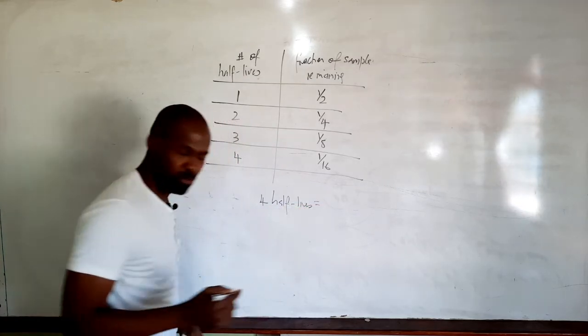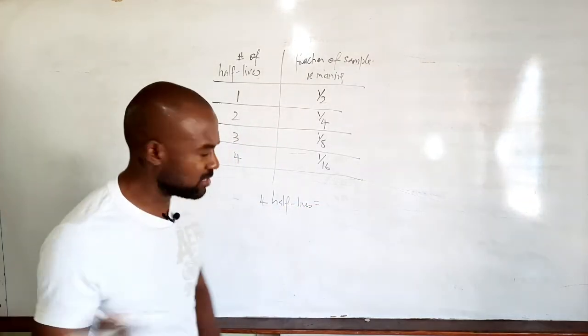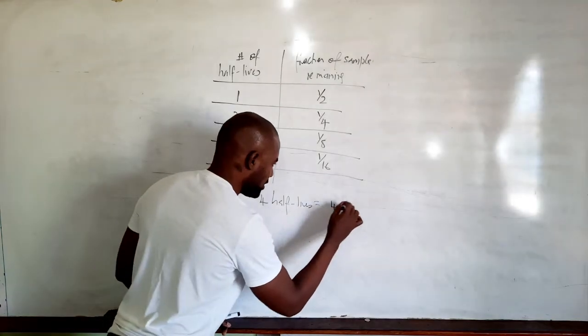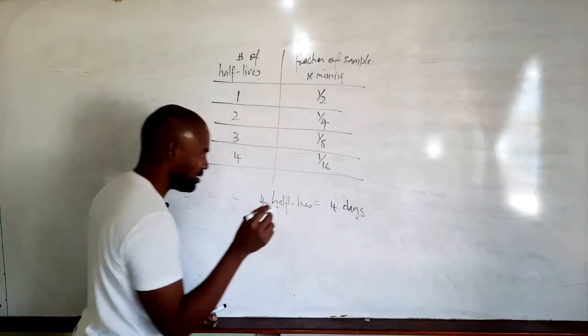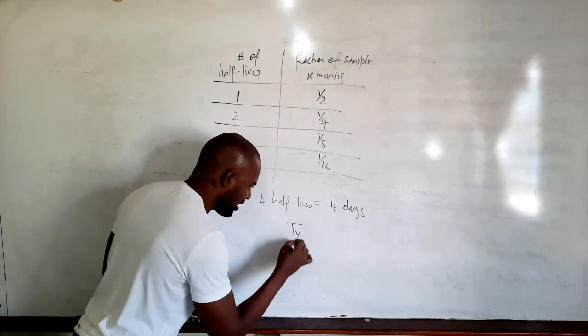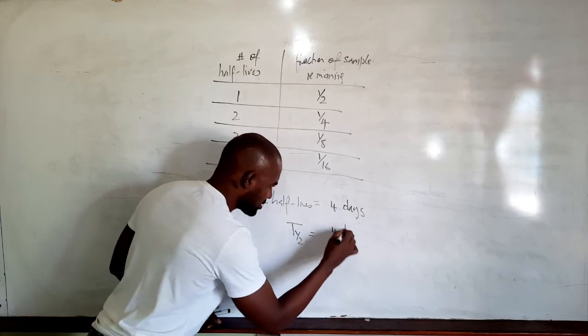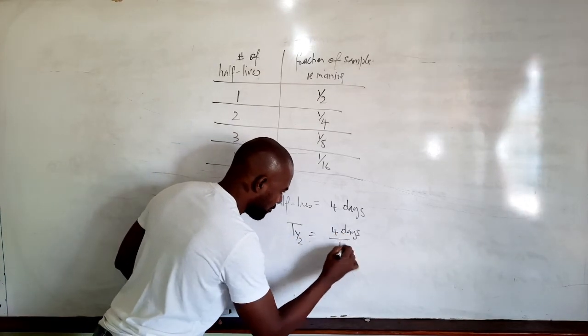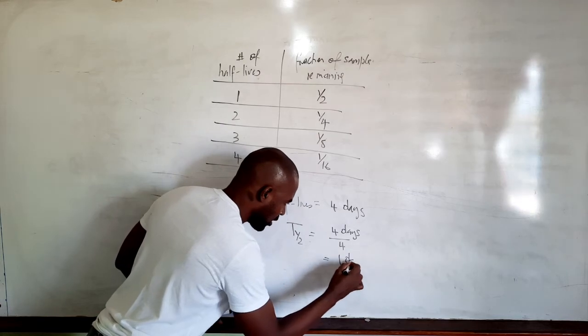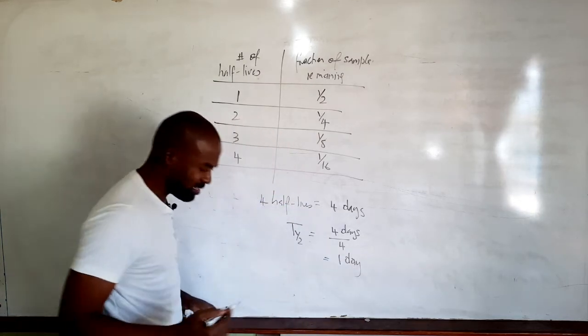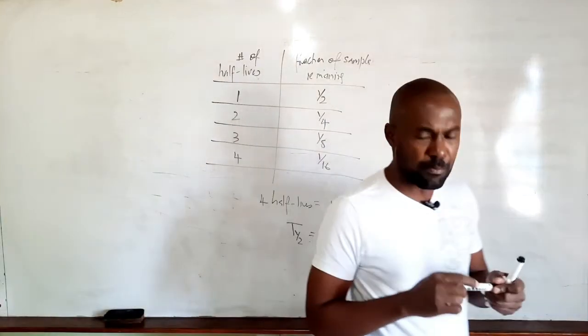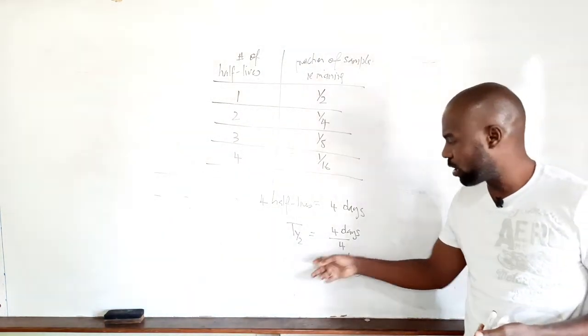would be equivalent to, in this case, we're told it is 4 days. And therefore this means that the half-life T half is equal to 4 days divided by 4, so this gives us 1 day. So therefore it means the half-life for this sample of lithium-7 would be 1 day.